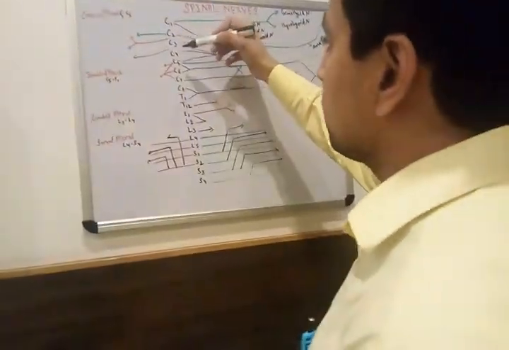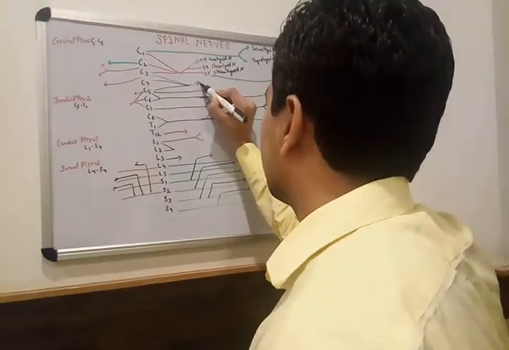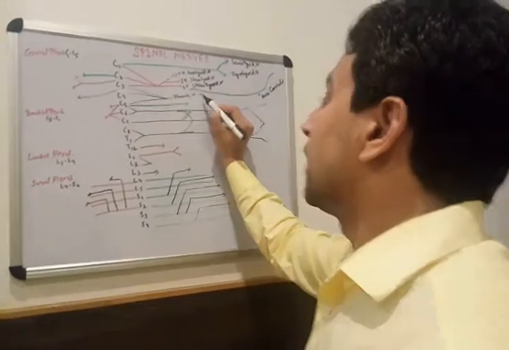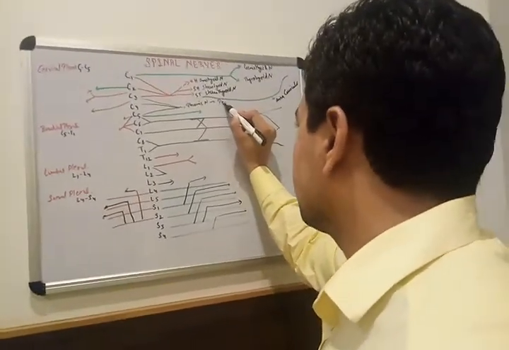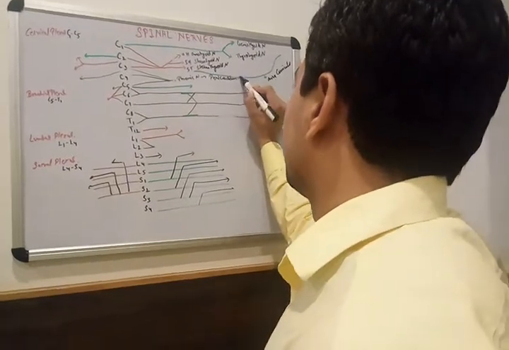Then C3, C4 and C5 combine to form the phrenic nerve. The phrenic nerve innervates the pericardium and the diaphragm.